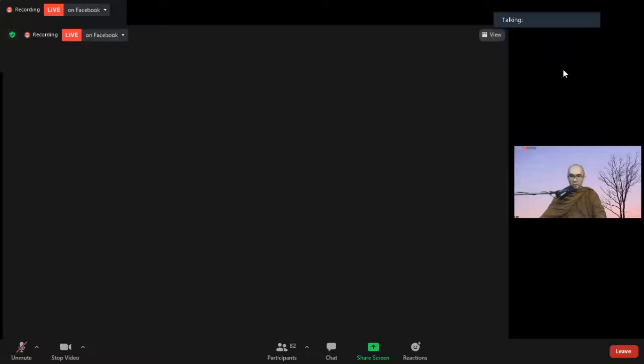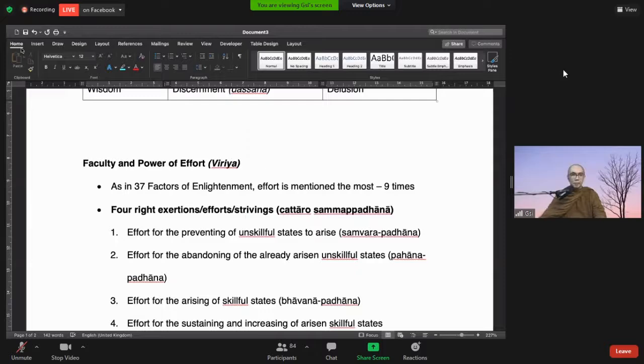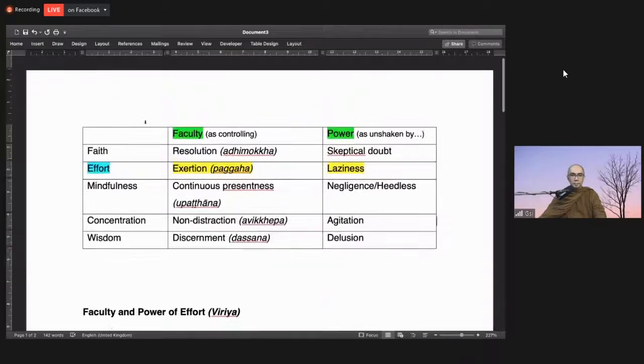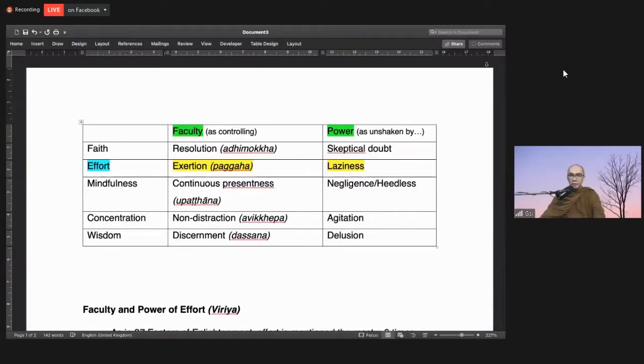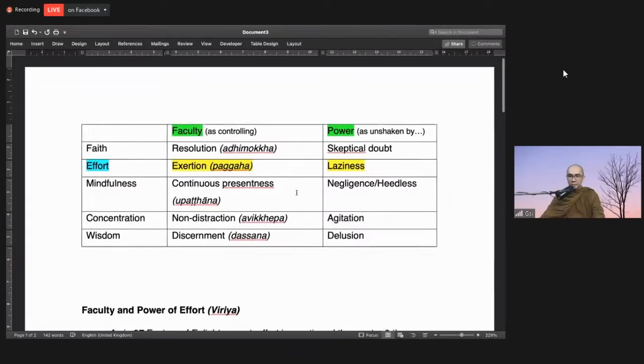Okay, hold on. I think I have to readjust the words again. Okay. Share screen. Okay, documentary. All right. Okay, can you all see the chart again? Okay.